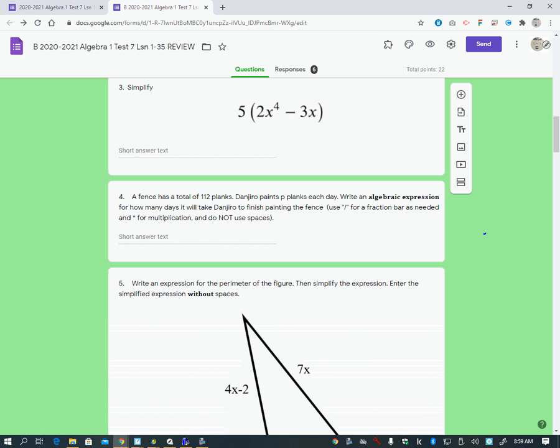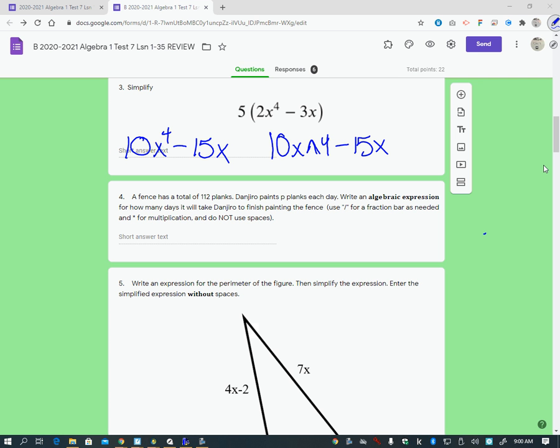What do I do here? Distribute the 5, right? What should the answer be? To the 4th up here, right? Okay, so how do I type this in? All right, so I can do 10x caret 4 minus 15x, caret, but I have to have the 4 after it, correct? Okay.